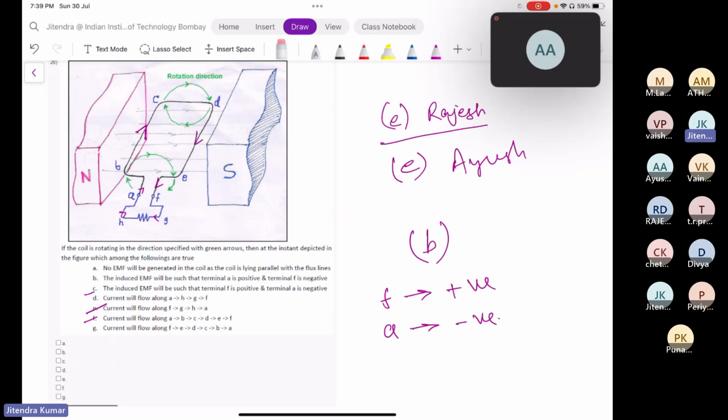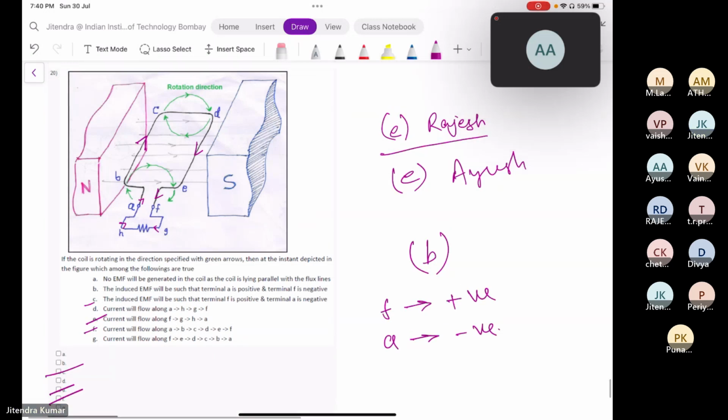So we are finalizing and locking the options: option C, option E, and option F. Right? So three options are correct. If anyone still has any doubt, please go ahead and speak.